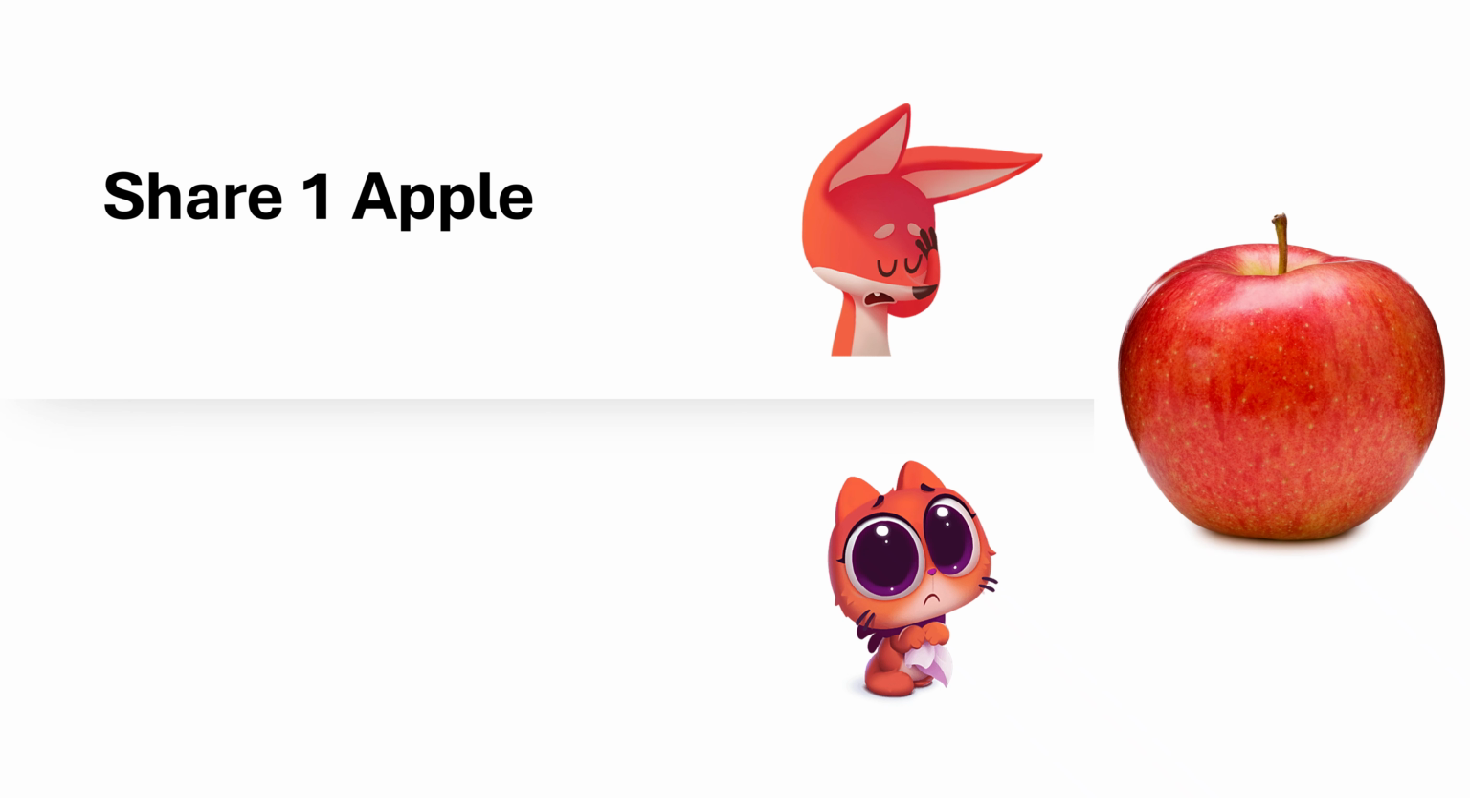Let's look at an example. Imagine we have one apple and we want to share it between two children. How do we do that? We cut the apple into two parts, but now one part is bigger and one is smaller. We can't use whole numbers to describe these parts anymore.